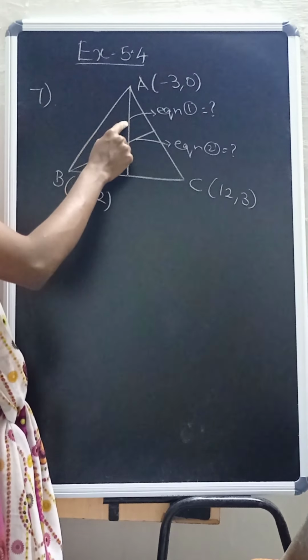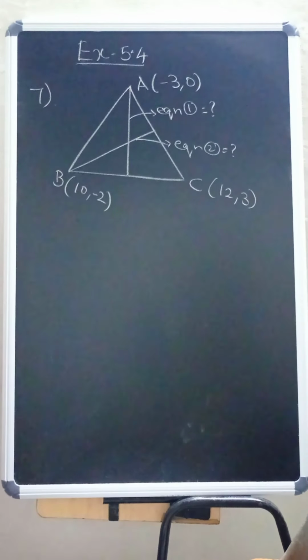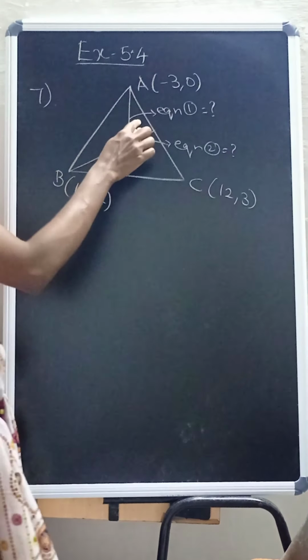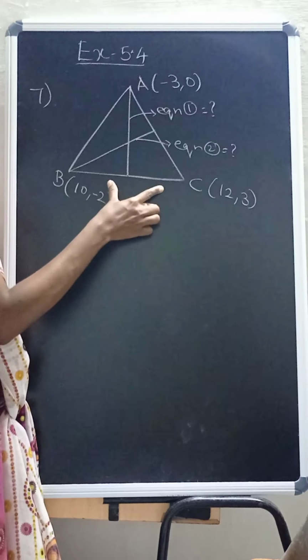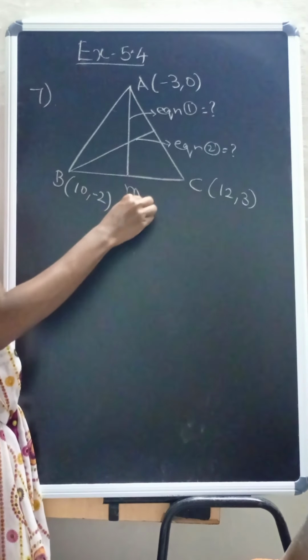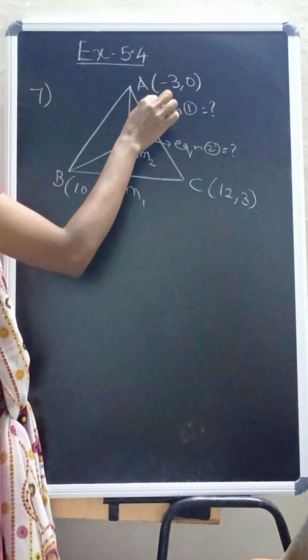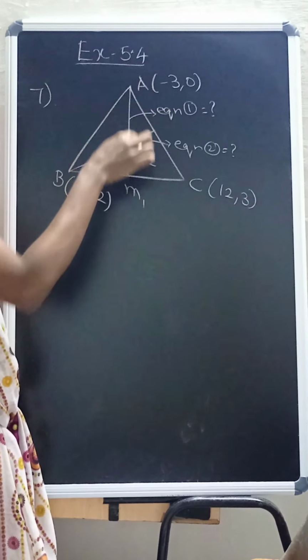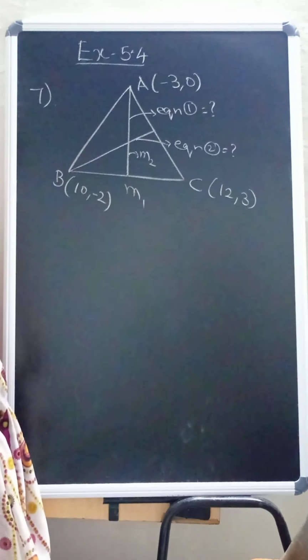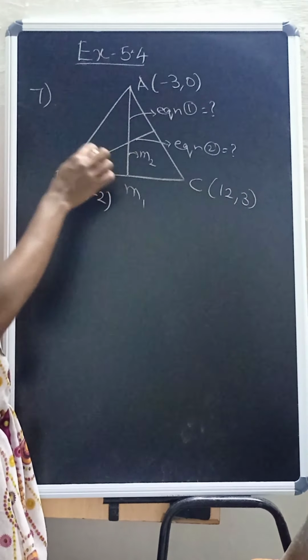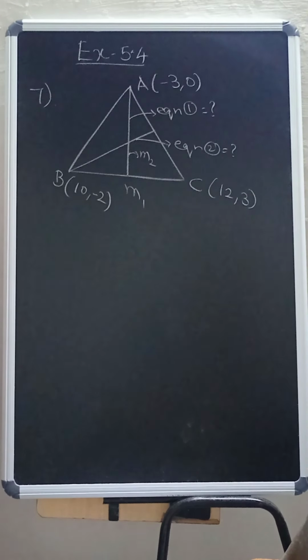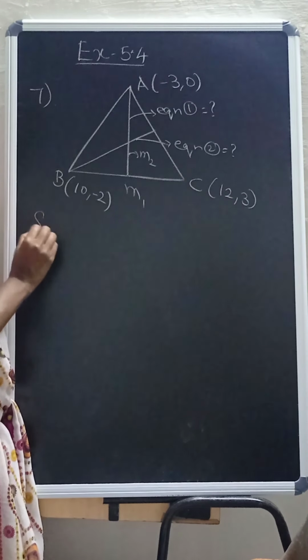So you need to find the equation of the altitude through A and B. Altitudes and medians we have already discussed in detail. I have given you the link in the description box. You can go and check over that. Now, first to find the altitude, you need to find the slope of BC. Then you will find the perpendicular slope. This slope and passing through point, you will use the point slope form to find the equation of the altitude through A. Similarly, you will find the equation of the altitude through B. Now let us proceed on with the sum.